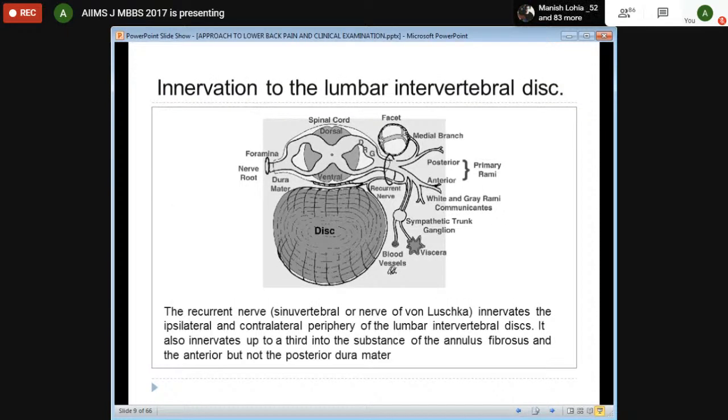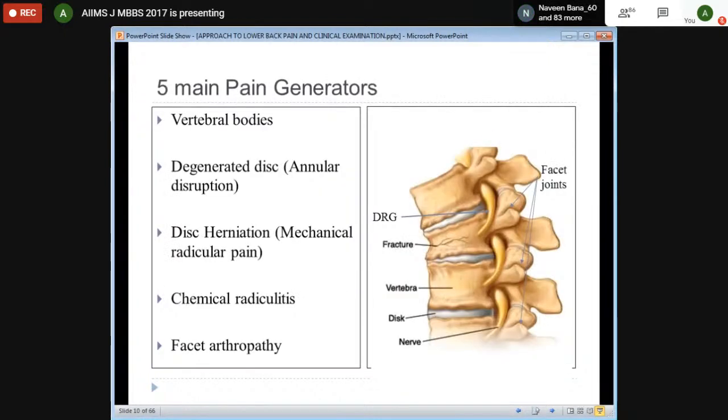There are various pain-generating structures in the spine, those structures which are innervated by the sinuvertebral nerve of Luschka. It supplies the outer part of the disc, the annulus fibrosus, which is a painful structure, while the inner part, the nucleus pulposus, is non-painful. Other painful structures in the spine are the vertebral bodies, the disc outer part, the nerve, that is the dorsal root ganglion, and the facet joint. These are the painful structures.